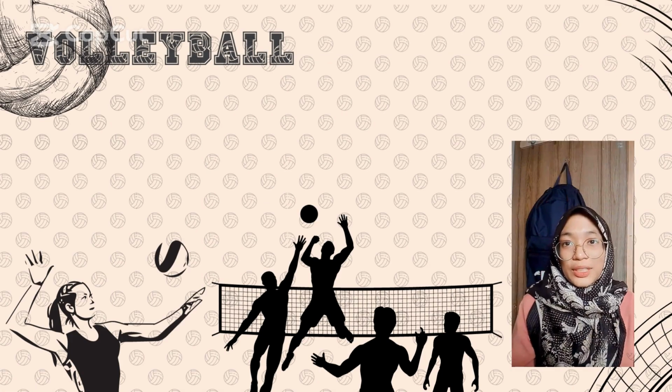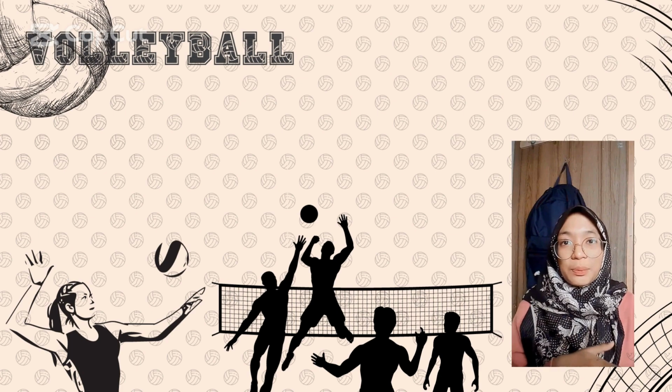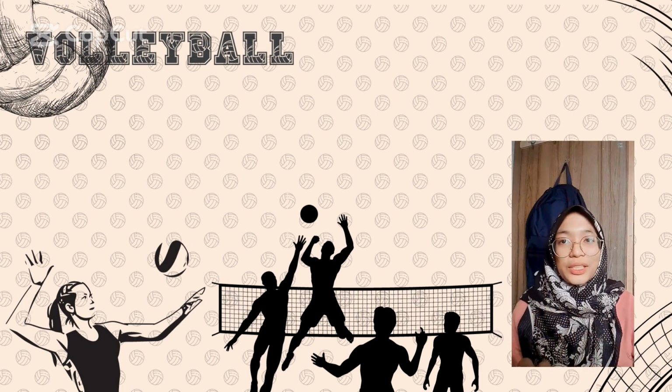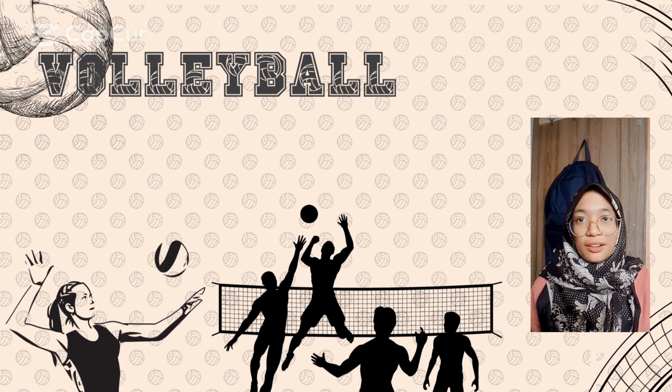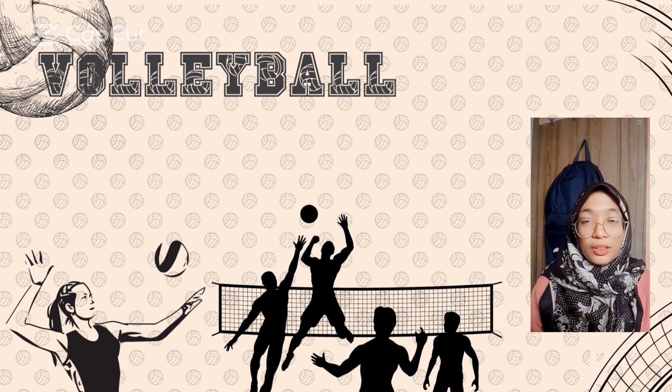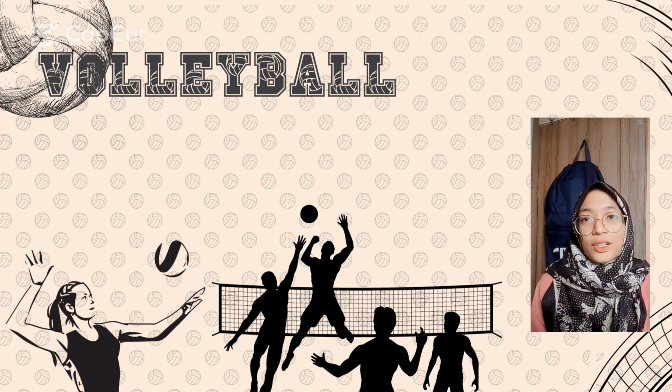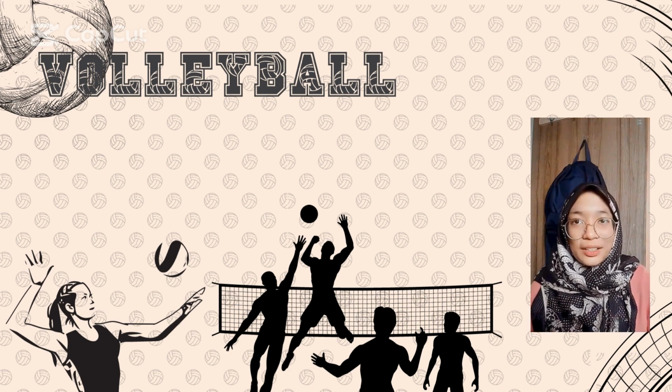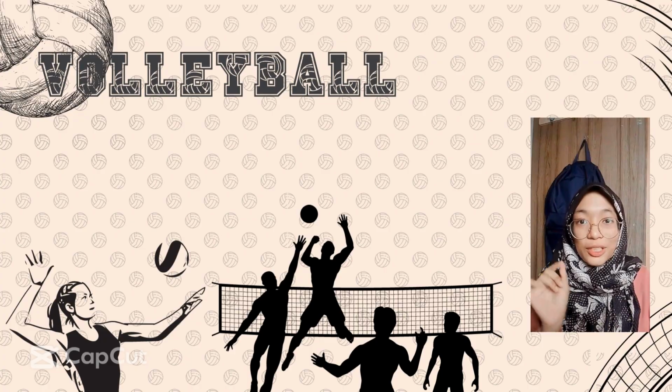Now, let's move on to the history of volleyball. Volleyball is a game played by two teams, usually of 6 players on a side, in which the players use their hands to bat a ball back and forth over a high net, trying to make the ball touch the court within the opponent's playing area before it can be returned.